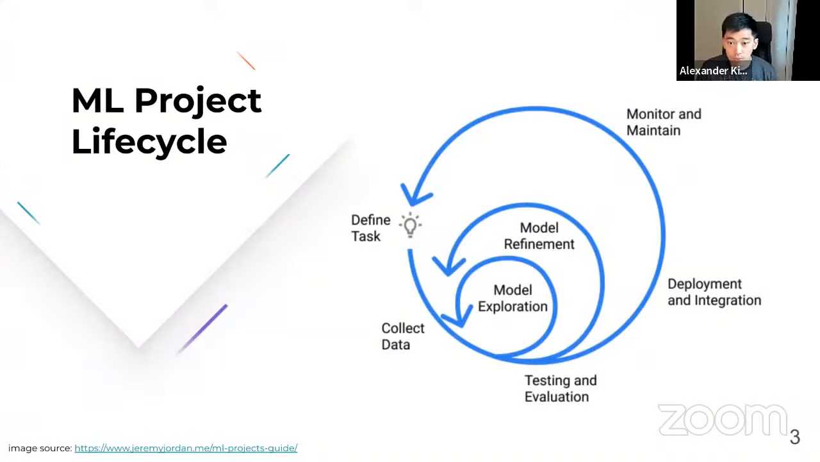This is an obligatory slide that I'm sure many of you have seen before. It shows a typical life cycle of a machine learning project, where you define the problem, collect your data, and start on basic model exploration and model refinement. And then when you have more or less a model that you're satisfied with, at least version 0, you go to deployment and integration, then you monitor and maintain the entire application where the machine learning model is at the center of it. And then you rinse and repeat.